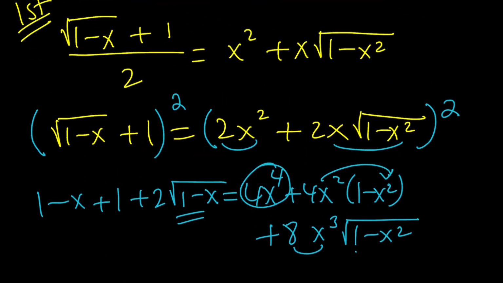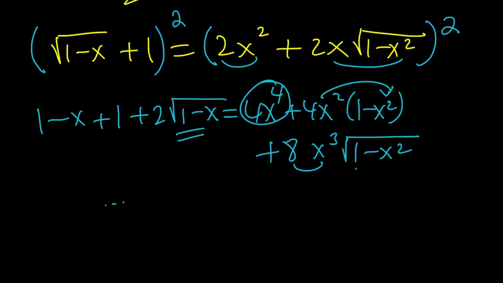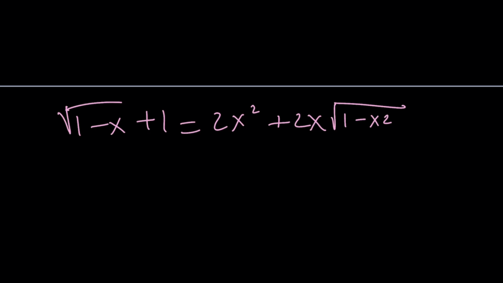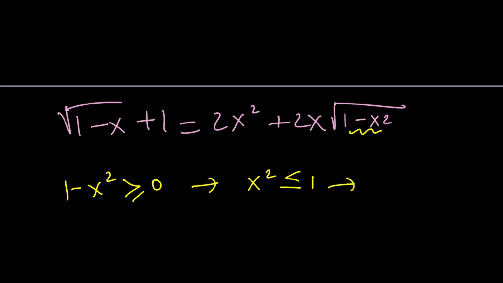Great. So let's go ahead and take it from here. We multiply both sides by 2, and we got a radical. So we have now square root of 1 minus x plus 1 equals 2x squared plus 2 times x times the square root of 1 minus x squared. Now at this point, I'm going to do something pretty interesting. First of all, focus on what's inside the radical, 1 minus x squared. That tells us that, if we're looking for real solutions, of course, 1 minus x squared needs to be greater than or equal to 0, which means x squared needs to be less than or equal to 1, which means x needs to be between -1 and +1.